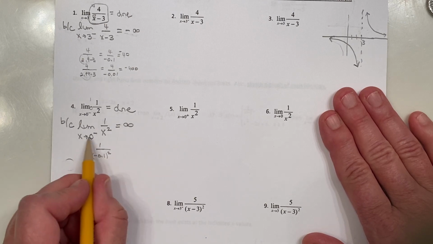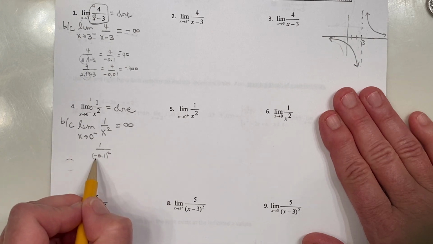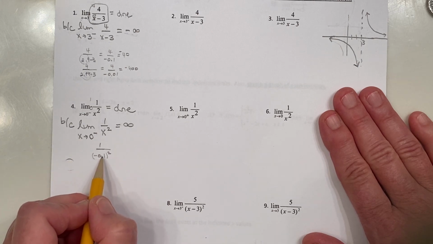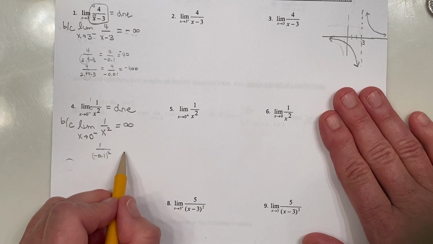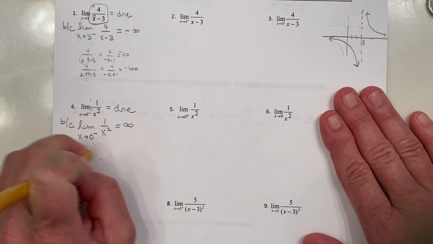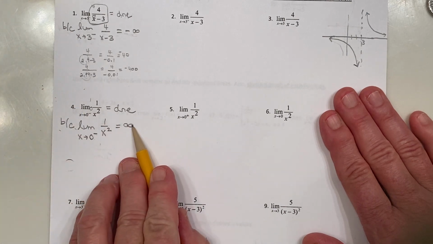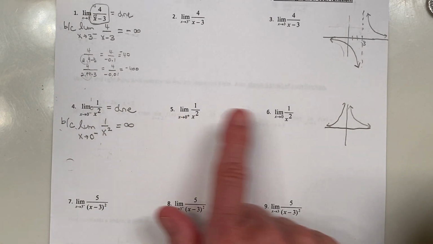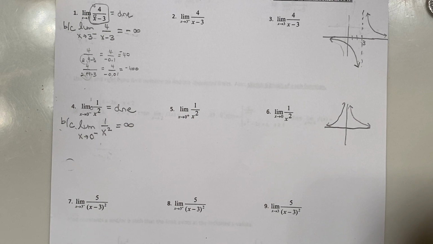Just try and play around with it and investigate. Next, plug in like 0.01 for the x and see what the output is. You're going to see that these numbers get bigger and bigger and bigger, suggesting that we go to infinity. All right, so hopefully that'll help you with 5 and 6. Okay, let's look at 7.